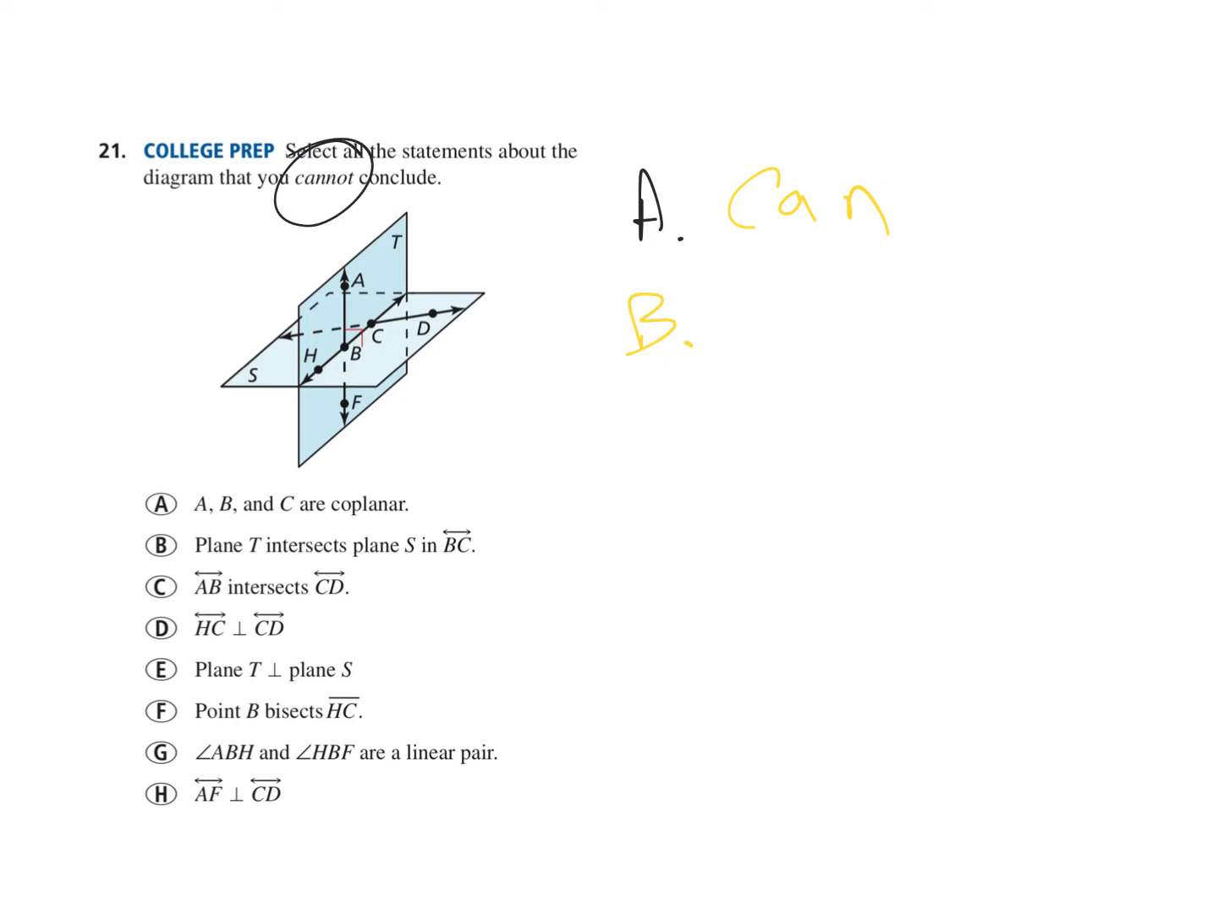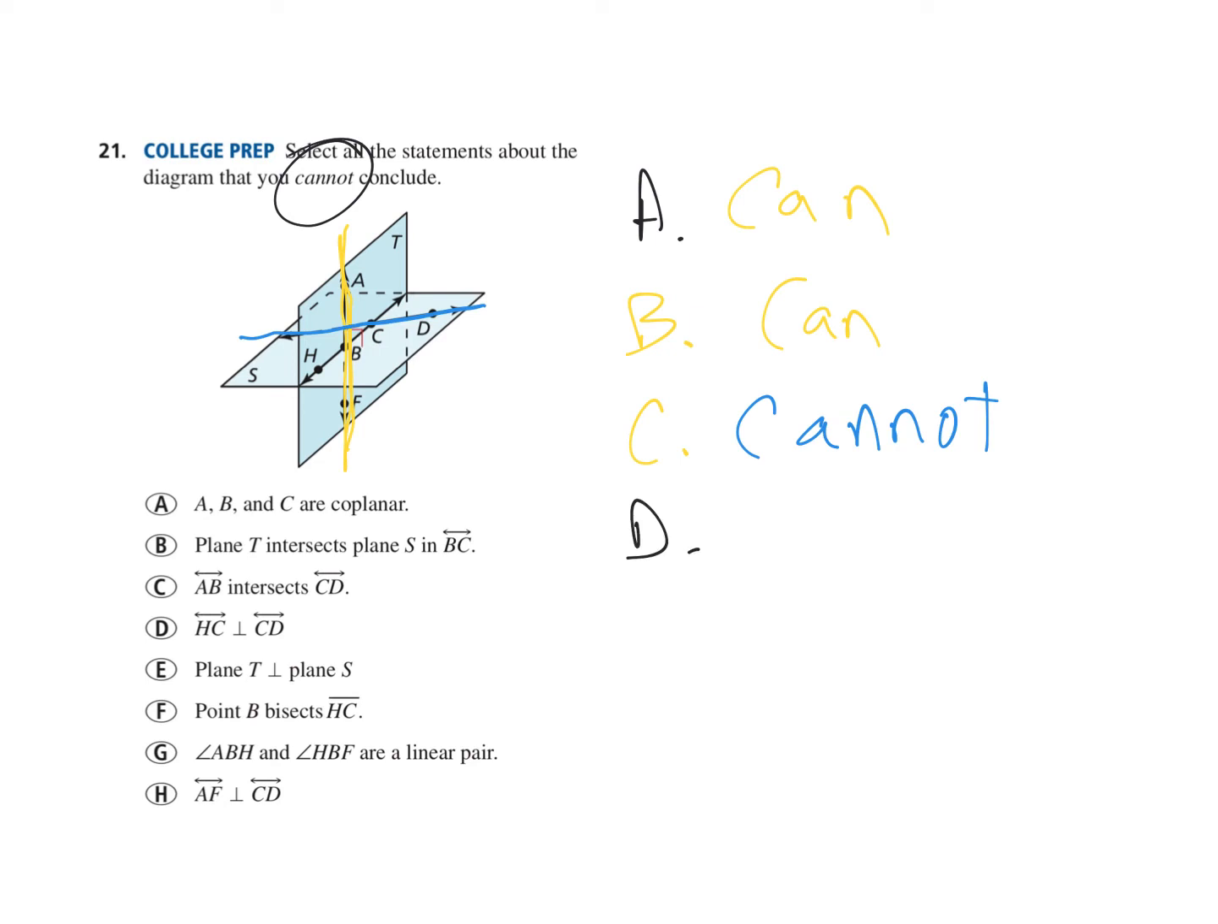And part B, plane T intersects plane S. So there's T and there's S. Intersect through BC. That line, and that is true. So we can conclude that. All right, C. AB intersects CD. So AB is right here. And CD, we'll do in blue, is behind it. They do not intersect, so we cannot conclude part C. Great.